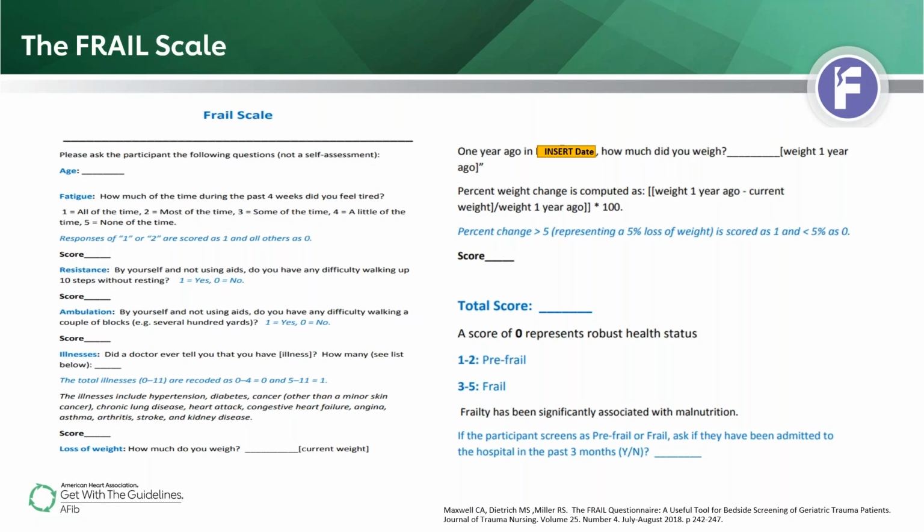And then you come up with the total scale. A score of 0 represents robust health status, 1 to 2 pre-frailty, and 3 to 5 frail. Frailty has been significantly associated with malnutrition.